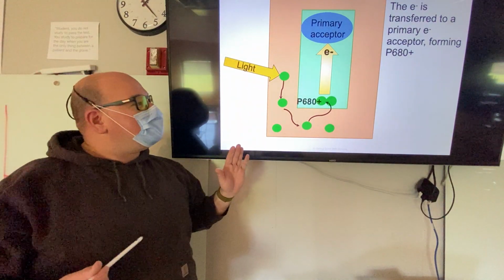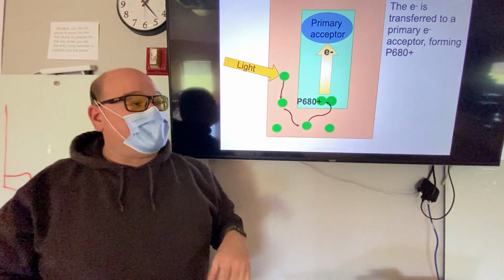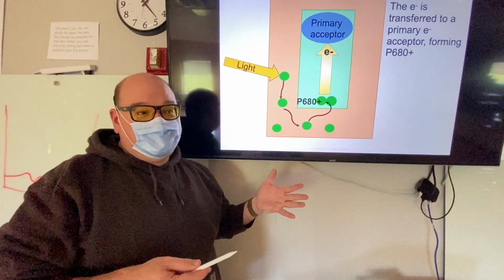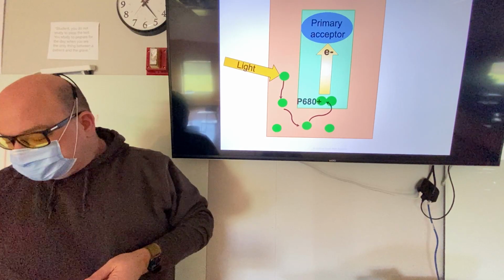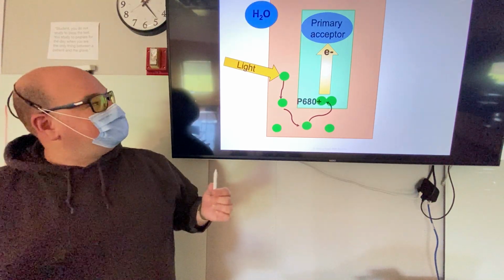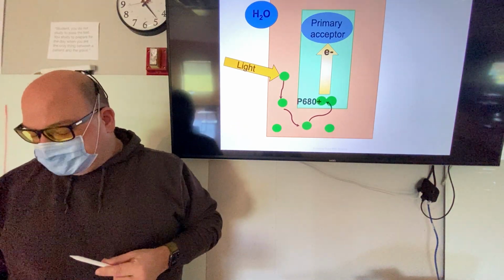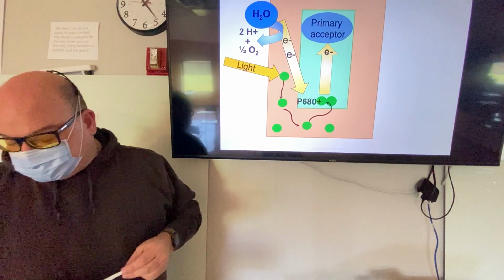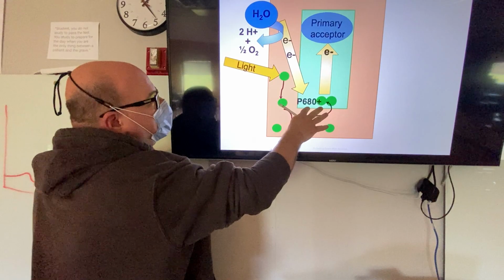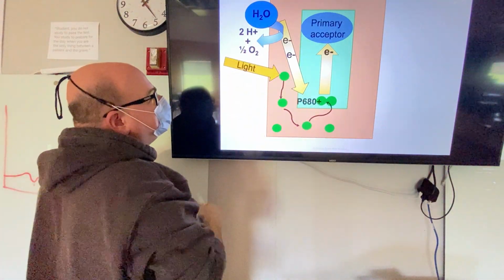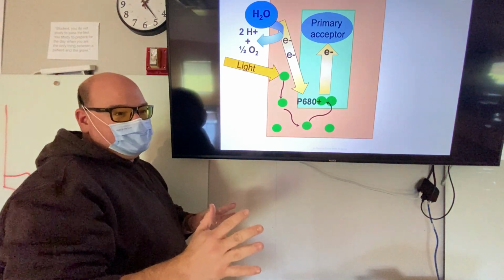Now, you do not have to know that that thing's called P680 plus. All you have to know is that we have excited electrons. Okay, excited electrons. Now, something else is going to enter the system here. Water. Okay? Water is going to now have its electrons pulled off, and it's going to split into hydrogen, and then it says half of an O2.